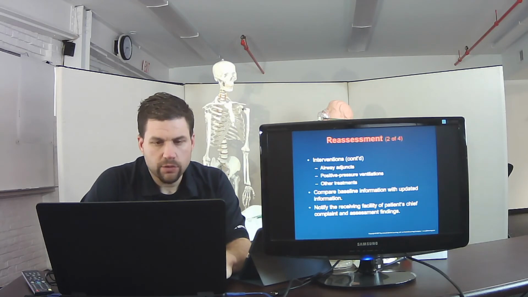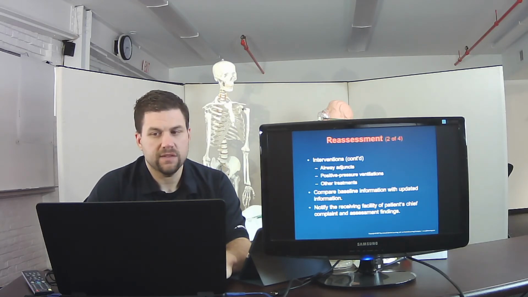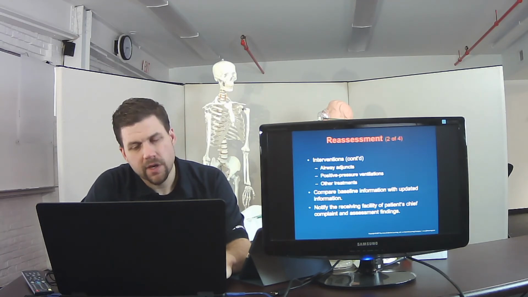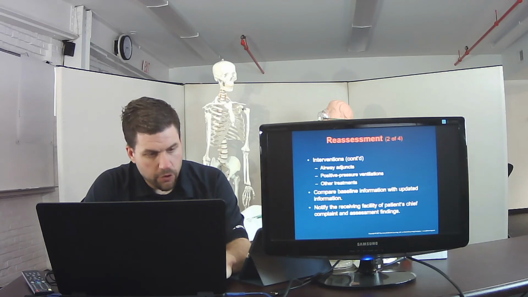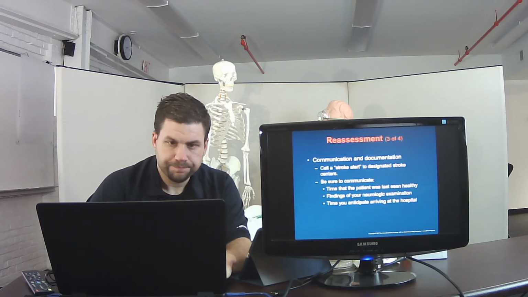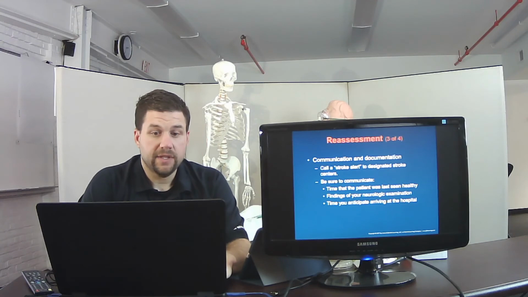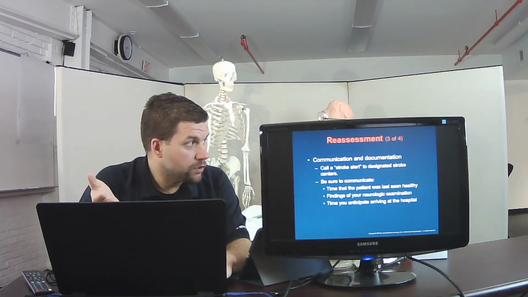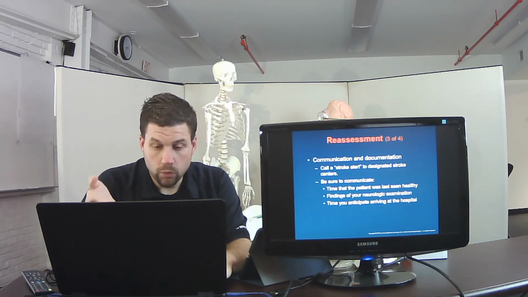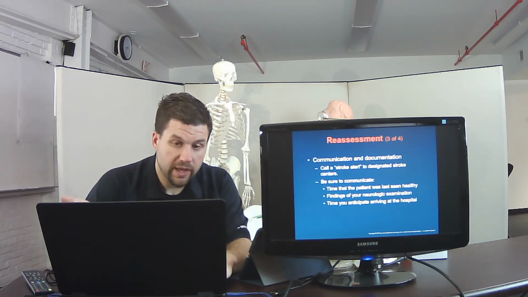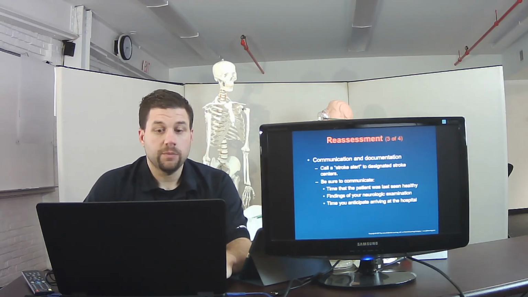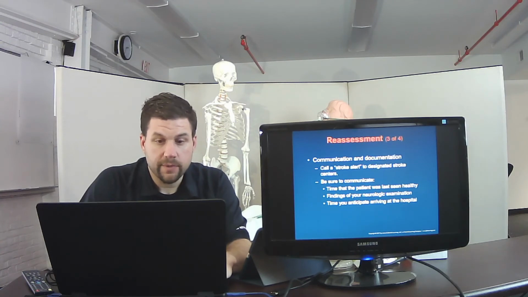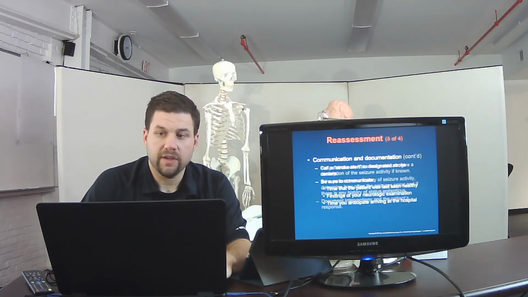And then again, notifying the receiving facility quickly of the patient's chief complaint and assessment findings. Hospitals want to know very quickly if we're bringing them stroke patients so that they can be prepared. Those patients usually go right away to get a CAT scan. Communication and documentation is important, right? We call a stroke alert to the hospital. All the hospitals that we serve, regardless of their stroke capabilities, will accept stroke alerts, and the patients will get immediate CAT scans. So we need to communicate the time that the patient was last seen healthy, what we found in our examination, and the time that we anticipate arriving at the hospital.